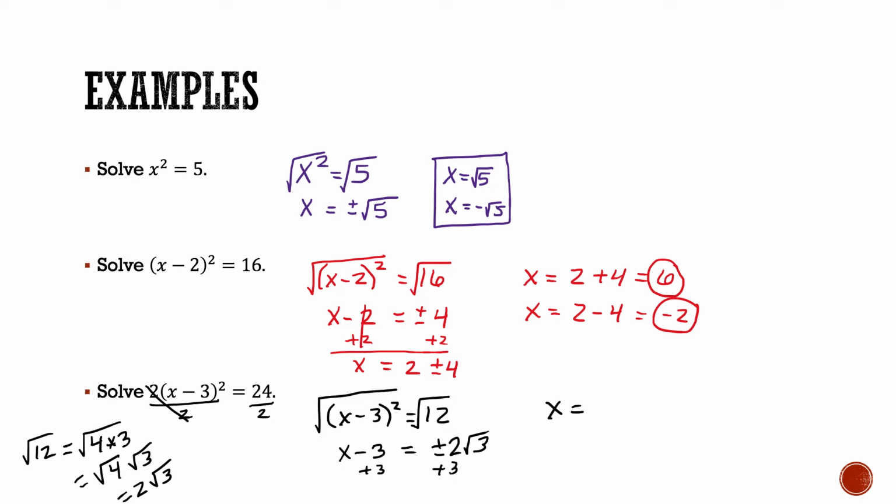So we have x is equal to 3 plus or minus 2 on the square root of 3, which again means that you have two solutions. One answer would be 3 plus 2 on the square root of 3. The other answer will be 3 minus 2 on the square root of 3.